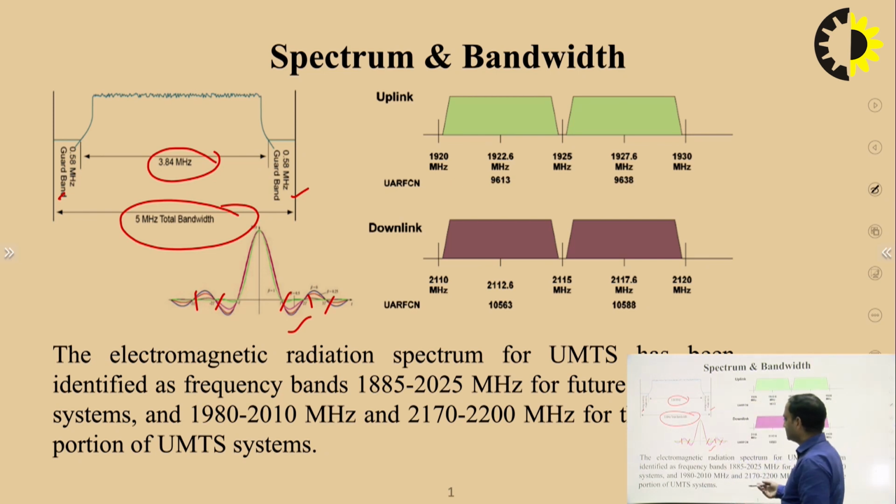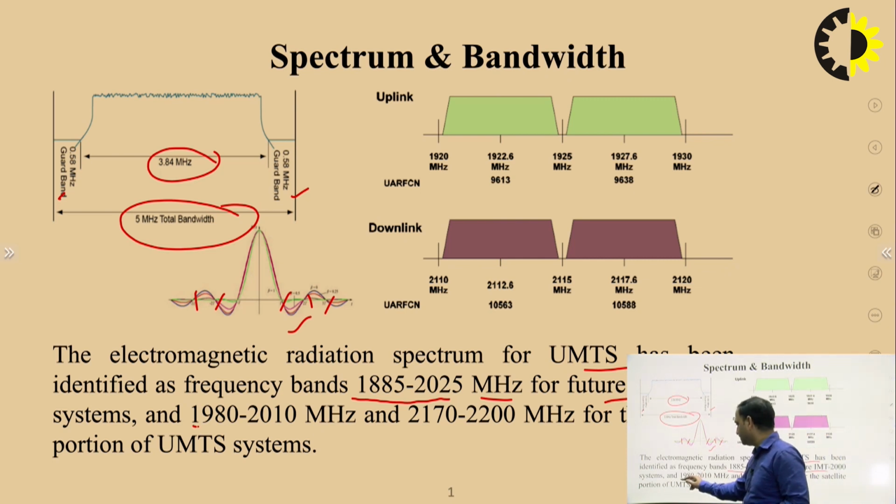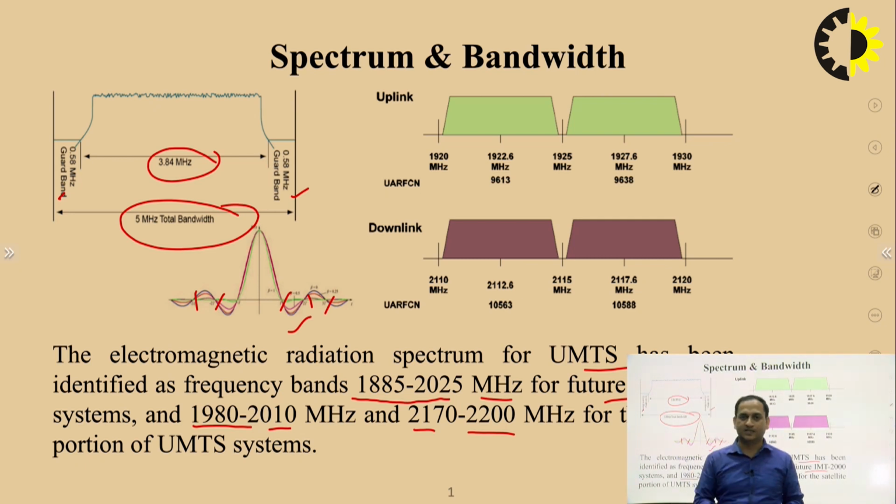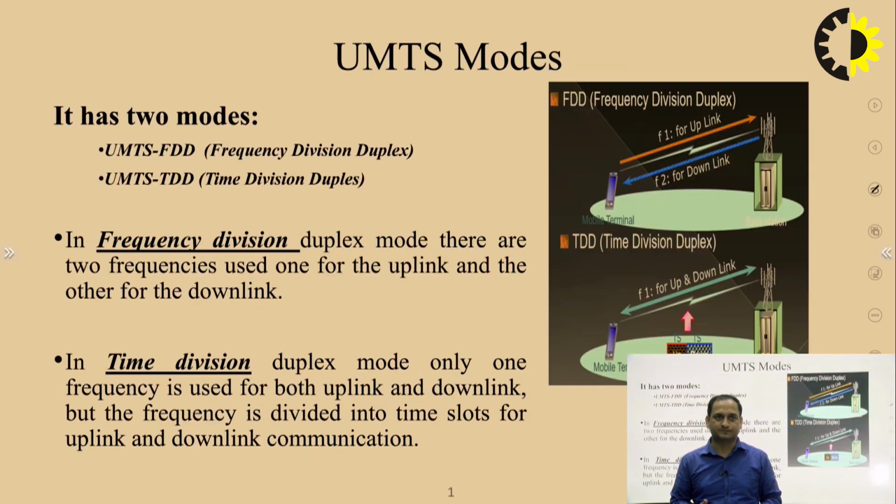The bands of frequencies in the electromagnetic radiation spectrum for UMTS have been identified. These bands are 1885 to 2025 megahertz for future IMT-2000 systems, and 1980 to 2010 megahertz and 2170 to 2200 megahertz for the satellite portion of the UMTS system. So these are the frequency bands, with different applications, in which the UMTS architecture was used.